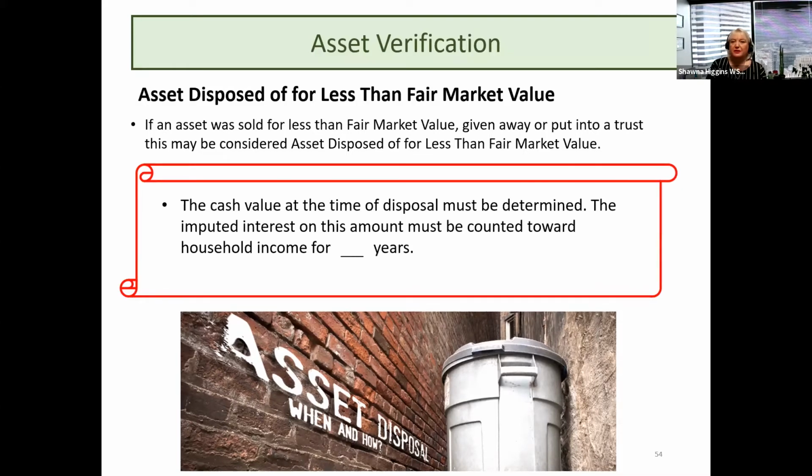So the cash value at the time of the disposal must be determined. The imputed interest on this amount must be counted towards the household income for 2 years. And again, that's at the time of disposal, not the time of their recert or their certification, okay? And do not count the asset lost due to bankruptcy, foreclosure, or divorce.